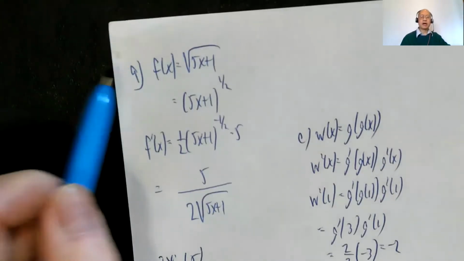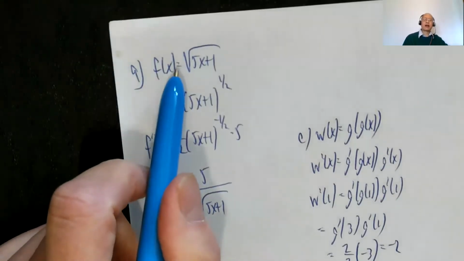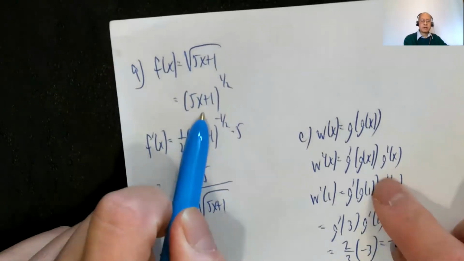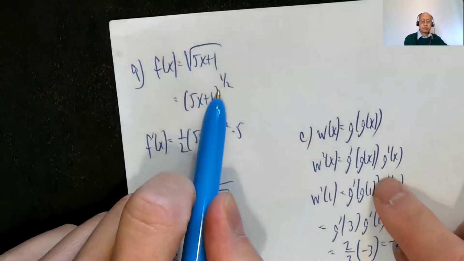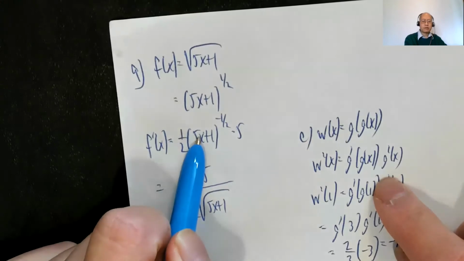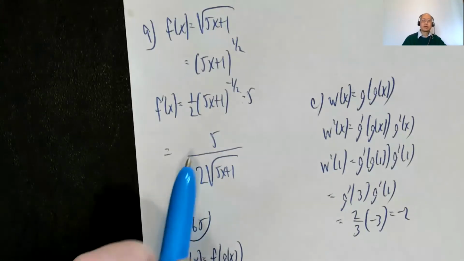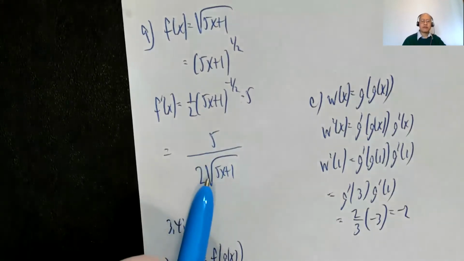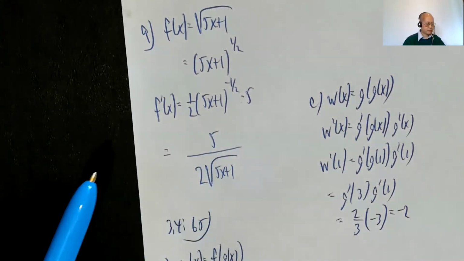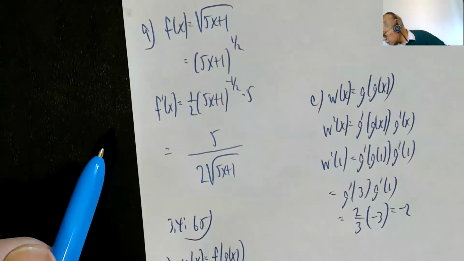Okay, way back to number 9, the derivative of radical 5x plus 1. That's 5x plus 1 to the 1/2. So the derivative will be 1/2, 5x plus 1 to the -1/2, times the derivative of the inside, which is 5. So that gives me 5 over 2 radical 5x plus 1.